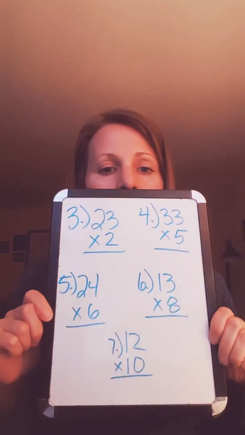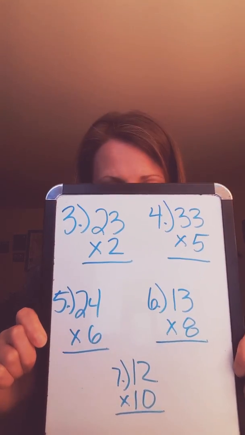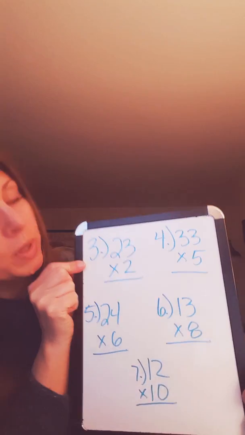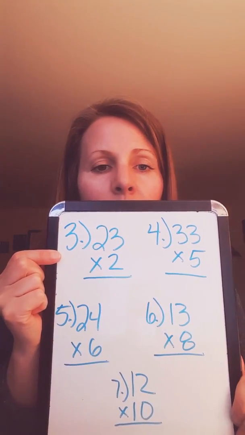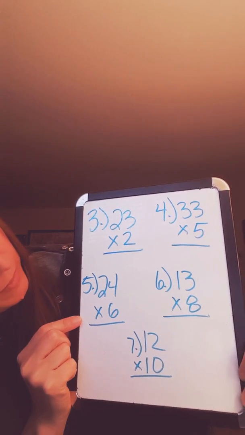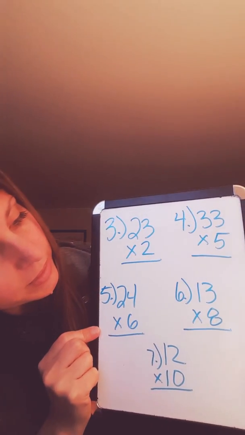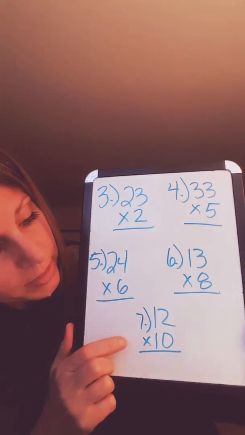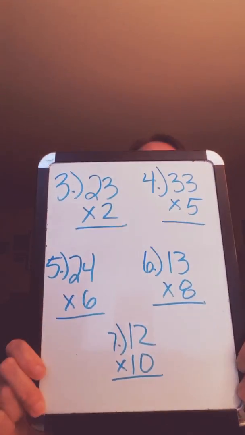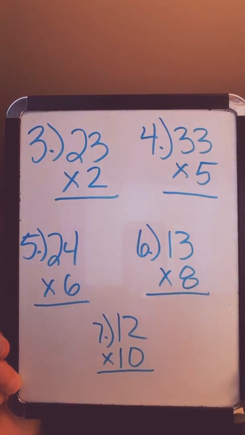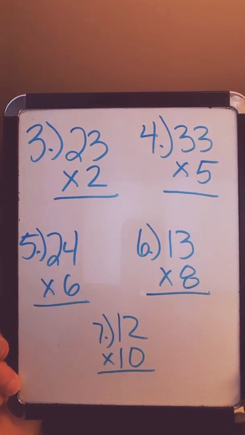Okay guys, here's your problems that you're going to copy down and work on your own. Number 3 is 23 times 2. Number 4, 33 times 5. Number 5 is 24 times 6. Number 6 is 13 times 8. And number 7 is 12 times 10. So if you would like to pause this and write those down, please do.